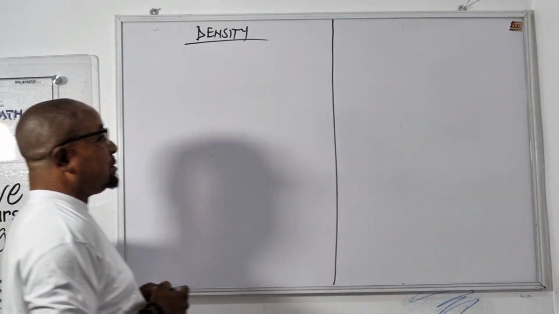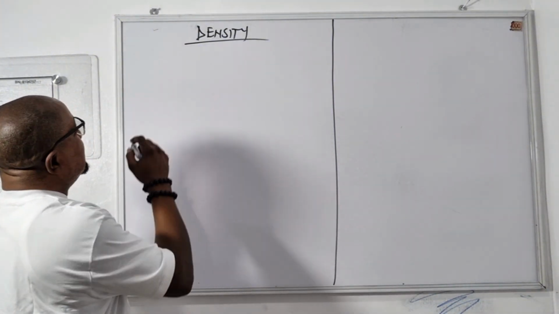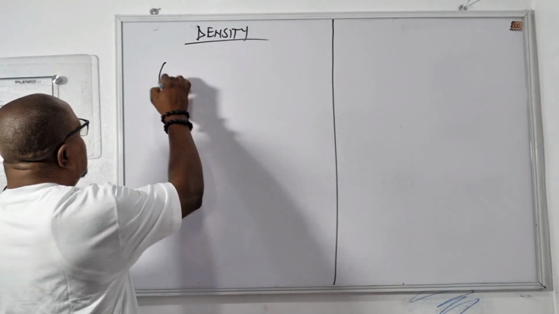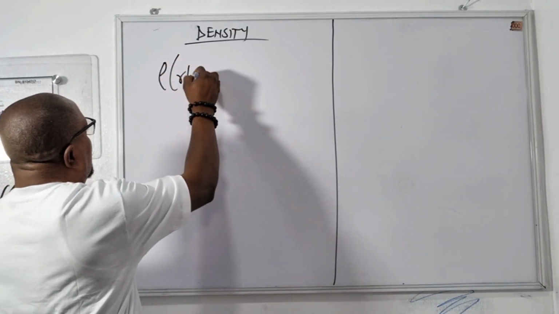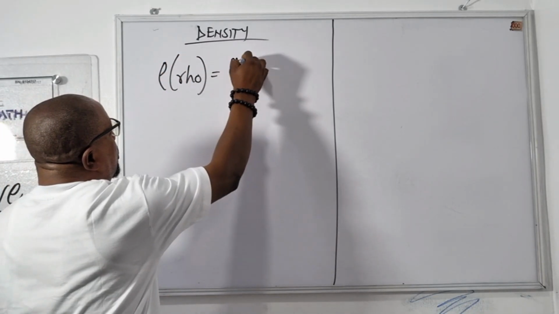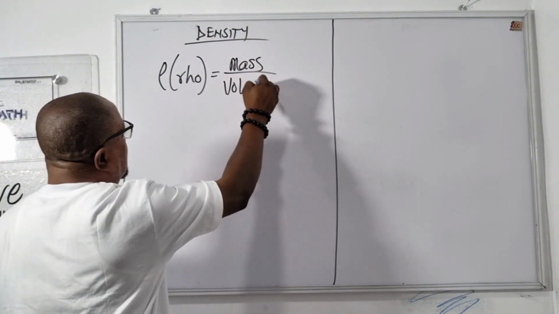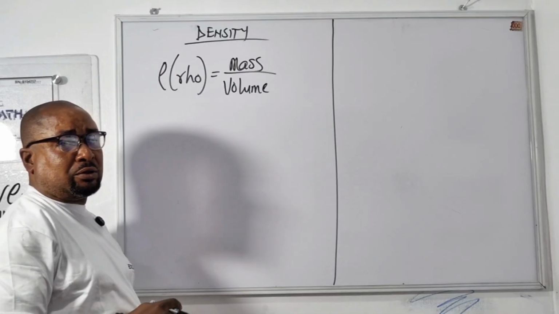Now, what is density? Density is simply the ratio of mass to volume, and it has a symbol. This symbol is called rho. Rho is the ratio of mass to volume.